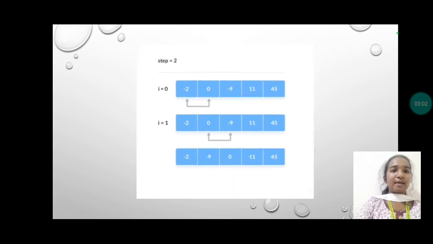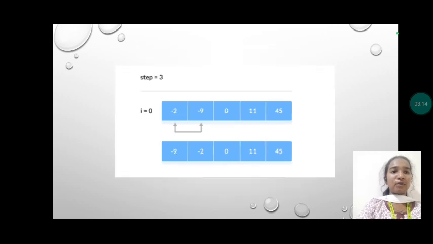Now the next step: if the first element is greater than the second element, then we have to swap. i equals 0, i equals 1. If the second element is greater than the third element, then we have to swap. Now step 3: i equals 0. If the first element is greater than the second element, then we have to swap. Now the elements are arranged in ascending order.